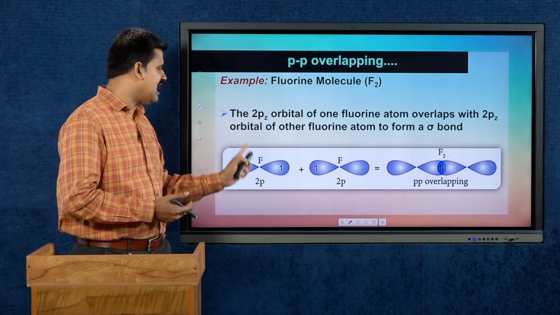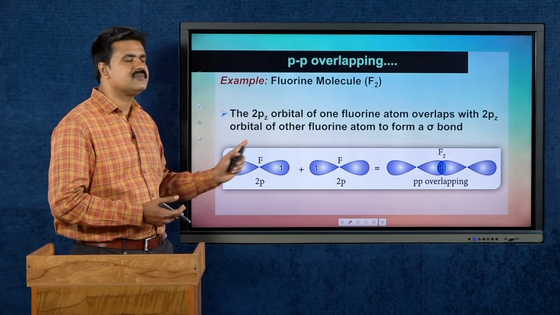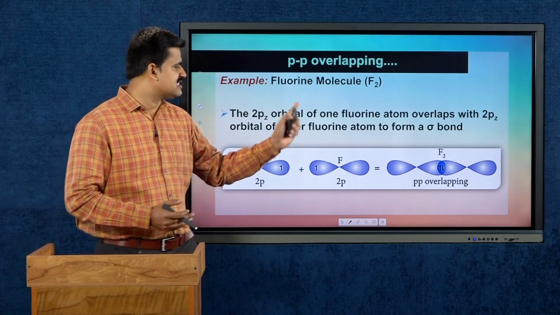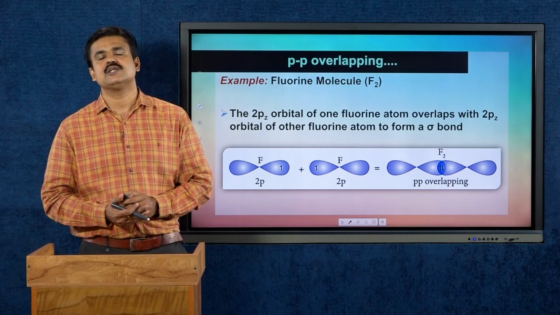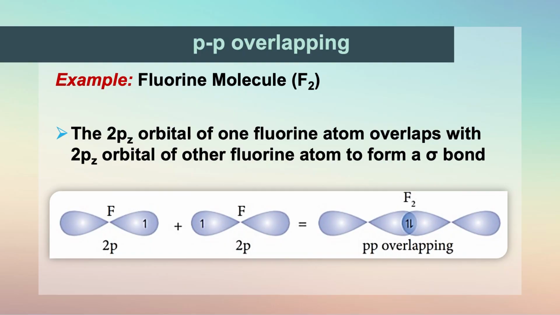This is the half-filled 2pz orbital of the first fluorine. This is the half-filled 2pz orbital of the second fluorine. They will undergo pp overlapping to form the F single bond F by electron pairing, so the F-F bond formation happens through pp overlap.